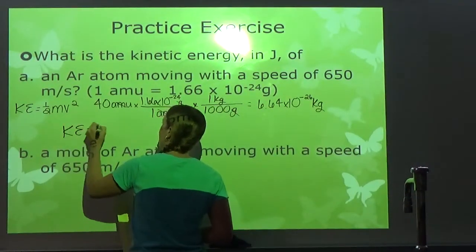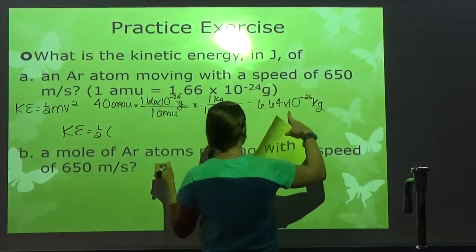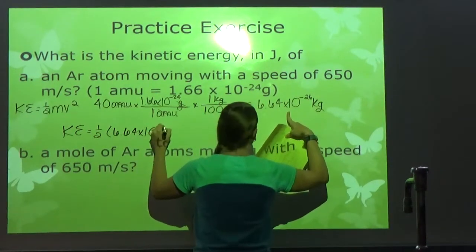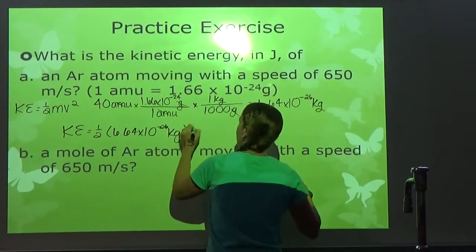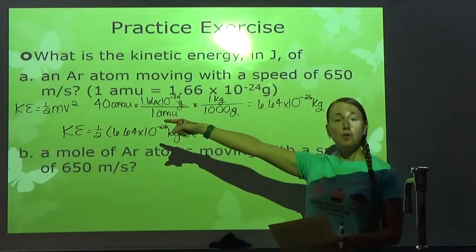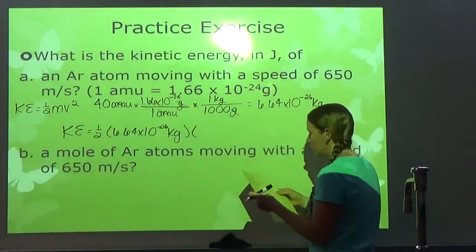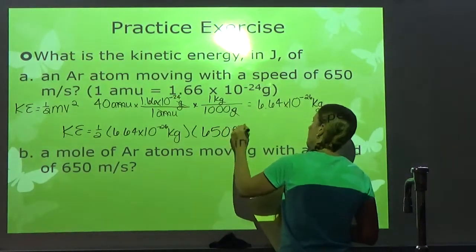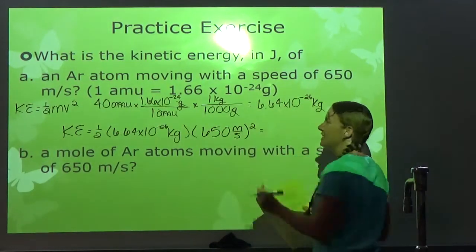So my kinetic energy is 1/2 times my mass, which I just calculated, 6.64 times 10 to the negative 26, times my velocity, but don't forget to square it, which was, it's in the question, 650 meters per second. I need to square that.